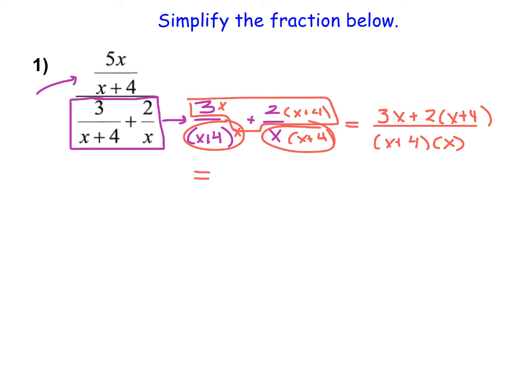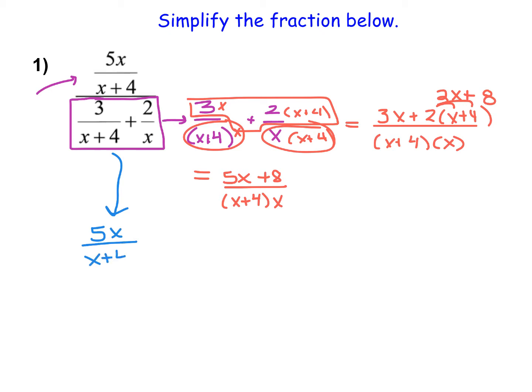So this will simplify just a little bit further if I distribute. So if I distribute the 2, I end up with 2x plus 8. So my numerator becomes 5x plus 8 over x plus 4 times x. And I can put the x in parentheses or not, it doesn't matter because the x is just by itself. So now I'm going to go back to my big fraction here. So I have 5x over x plus 4 all over my big fraction, 5x plus 8 over x plus 4 times x.